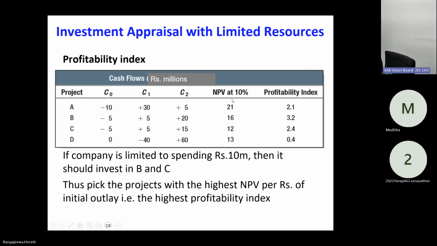Then on profitability index, NPV calculated. Absolute NPV value, right? A is 2.1, B 3.2, C 2.4. So rank the projects: project B first, C second, A third. Your resources are limited to 10 million. So you can accept B and C. You can accept project B and C.